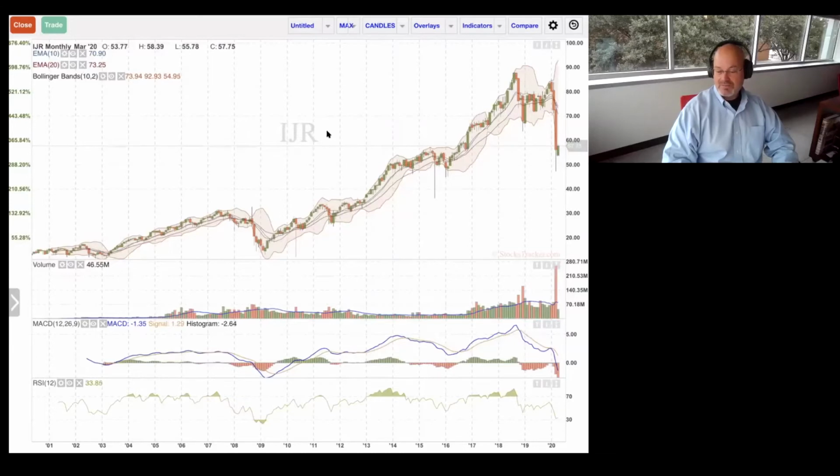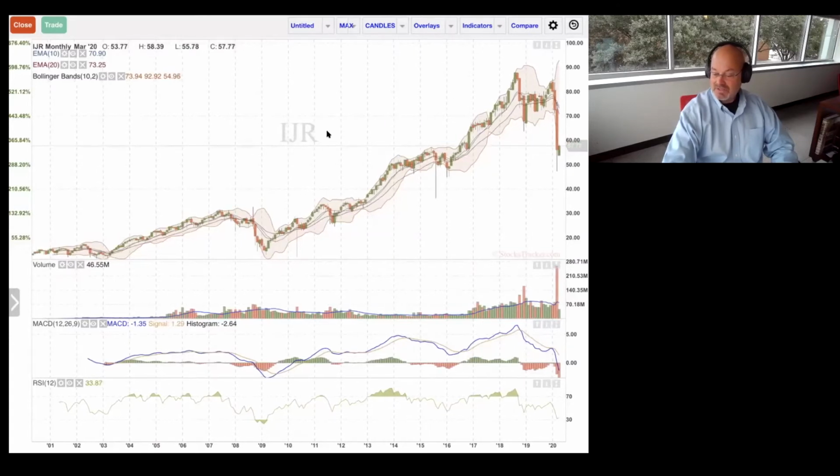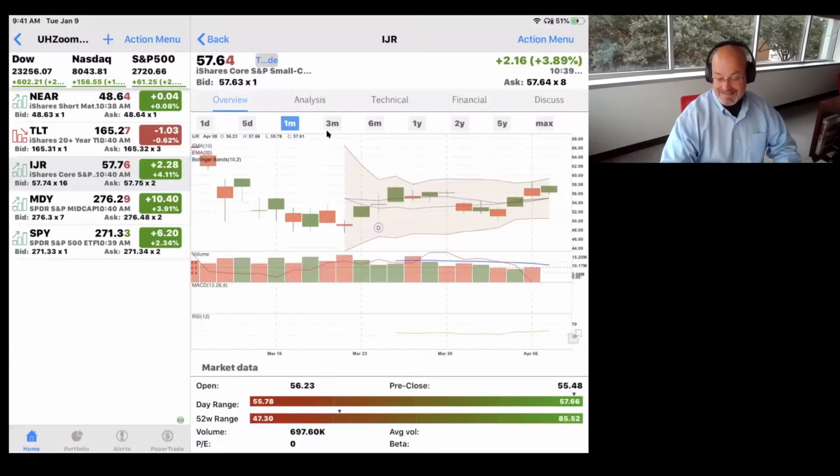So if you had money to invest today, do you think you'd want to invest in small cap companies today? A smart investor would say, yeah, because look how much they came down. This is an ETF, so it's not one company. It's a whole basket of small companies, but that's a different asset class.